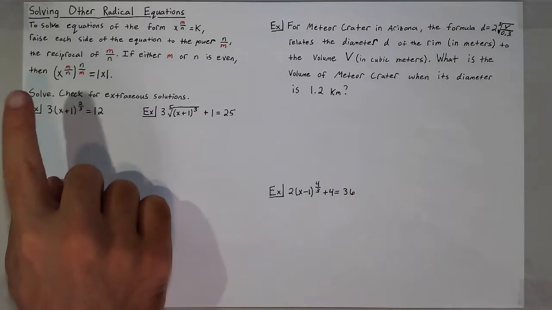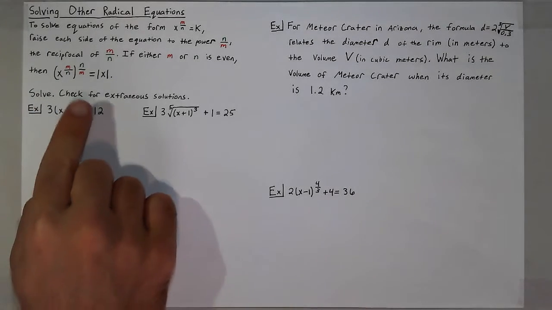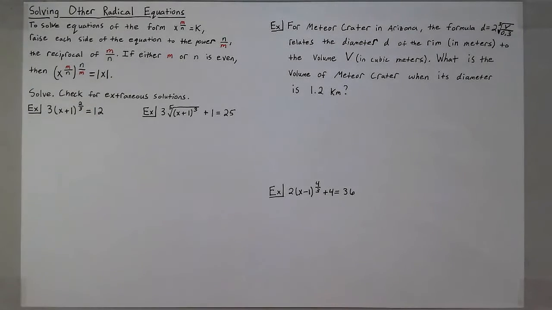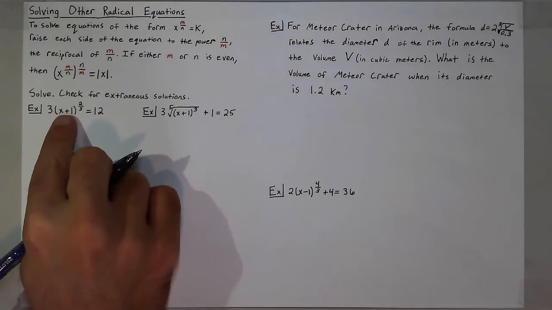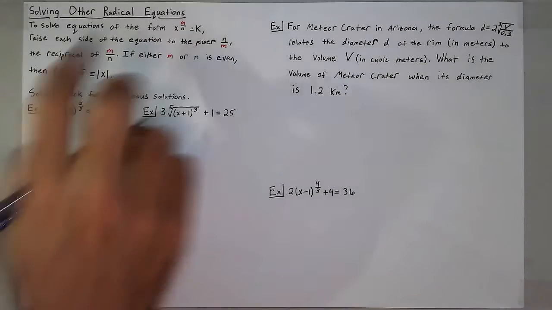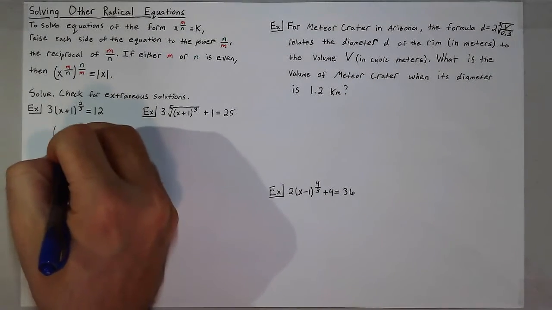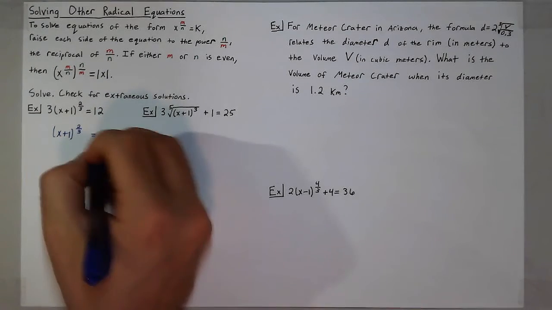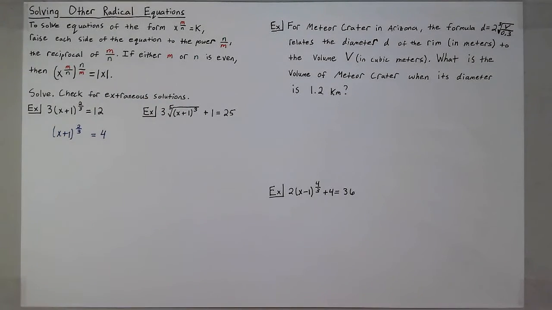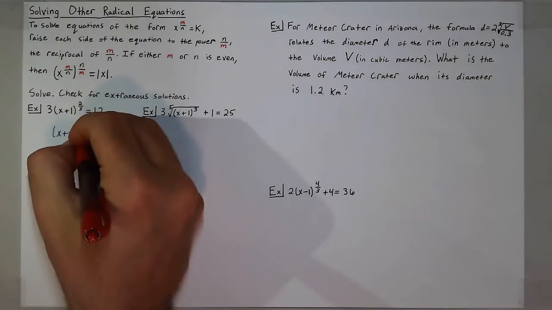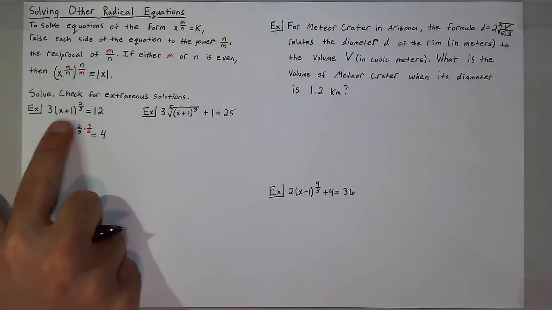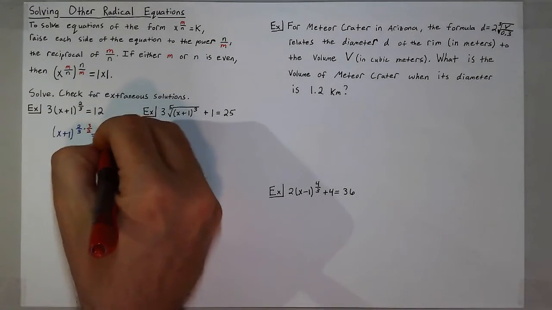So, I have 3 times (x plus 1) to the 2/3 equals 12. To solve this, I'm going to divide each side by 3 to isolate that radical first, so I can get it in that form. Dividing by 3, I have (x plus 1) to the 2/3 equals 4. Now to solve this, I'm going to raise each side to the 3/2 power. If this was 2/3, you'll raise it to the 3/2 on each side of the equation.